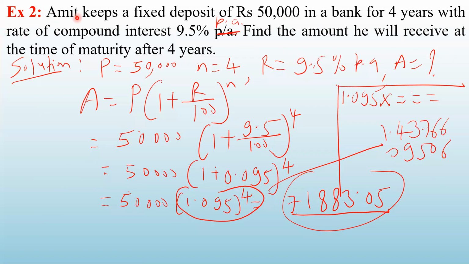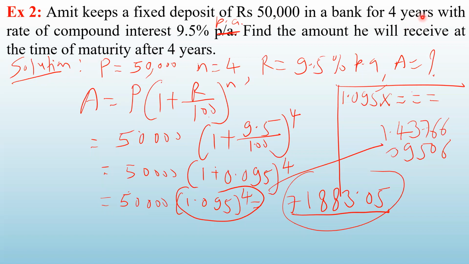Next one. Amit keeps a fixed deposit of rupees 50,000 in a bank for 4 years with rate of compound interest 9.5% per annum. Find the amount he will receive at the time of maturity after 4 years. In this problem, write down first what are the given things. So he keeps a fixed deposit of 50,000. So the principal amount is 50,000. P is equal to 50,000.